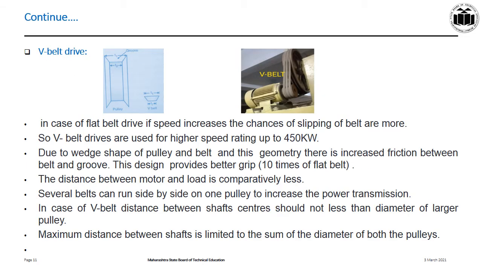Now we will take the V-belt drive. In the first and the second diagram, idea of the V-belt drive is given. There is a pulley over which a groove of the V shape is there. So the V-shaped belt is fixed in the pulley. In case of the flat belt drive, if the speed increases, the chances of the slipping are more. So the V-belt drives are used for the higher speed rating up to the 450 kilowatt drive.